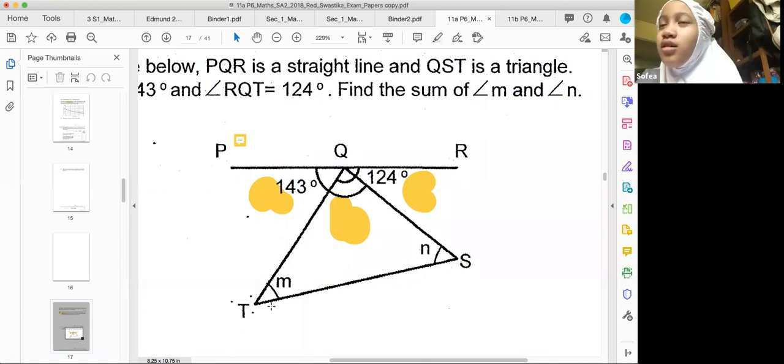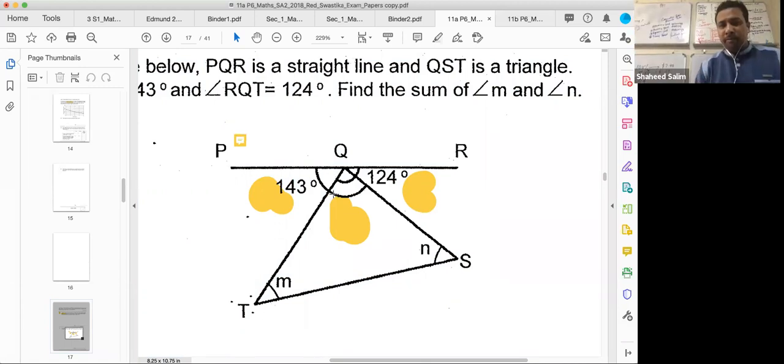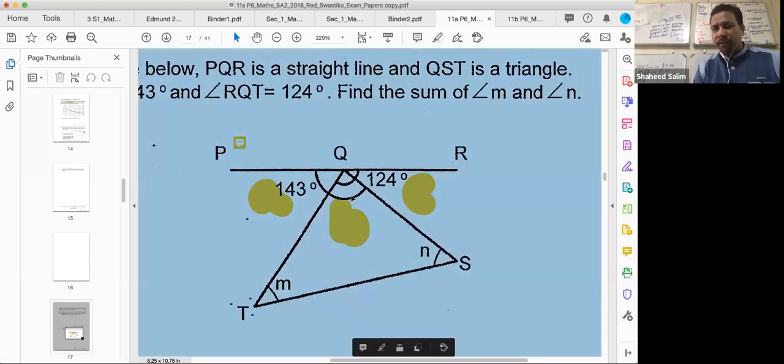Okay, I get it. So down here is 180 degrees, right? 180 degrees minus 143 gives you 37 down here. Then this is 124, right? 124 minus 37 gives you 87. This is 87. 180 minus 87 gets 93 for M and N. M plus N is 93.